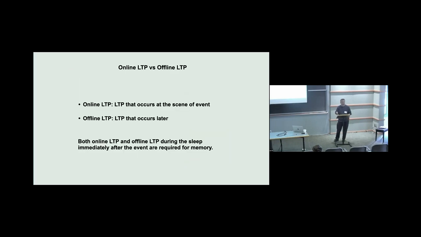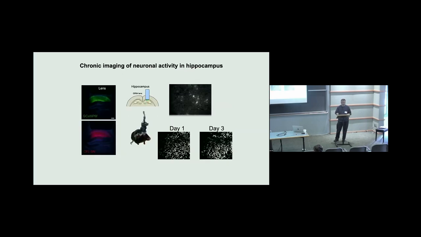So this indicates that online LTP and offline LTP exist. Now, online LTP is LTP that occurs at the scene of the event. And at the same time, offline LTP, LTP that occurs later, also exists, especially during sleep. So both online LTP and offline LTP during sleep, immediately after the event, are required for the memory. So why do such two different LTPs exist? Do they have different impacts in the neuronal circuit or not?